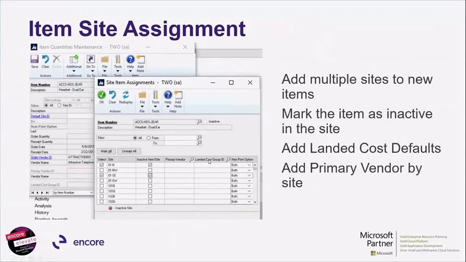Okay, we can also do item site assignment, which a lot of people ask about, and this is a way to add multiple sites to new items. We can also mark the item as inactive in the site. We can add landed cost defaults, and we can add the primary vendor by site.